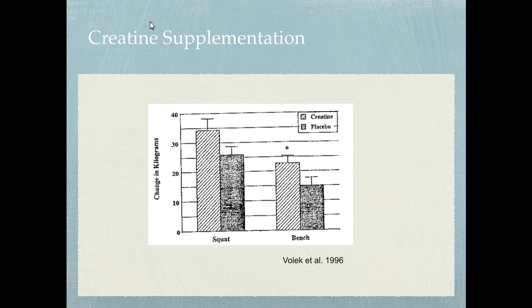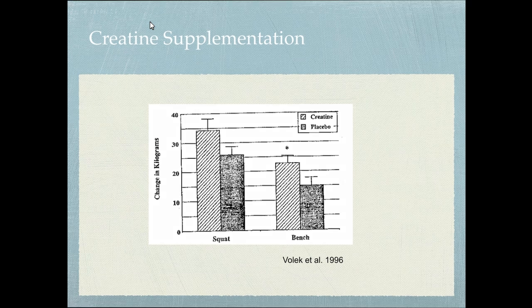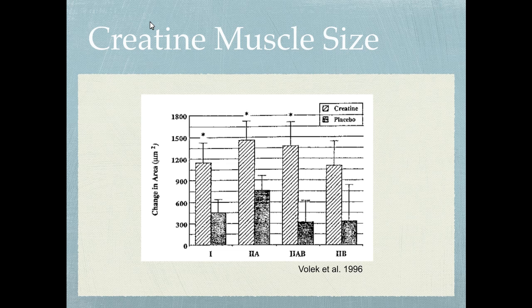So this is a study by Volek, a friend of mine. If you look at the creatine condition, you get greater increases in strength in the creatine condition in the bench press. And that's the striped condition, when you take creatine versus not taking it. And then if you look at type 1, 2A, 2AB, and 2B fibers, these are basically your slow and different variants of fast twitch fibers. See, the creatine group has larger size on all accounts.